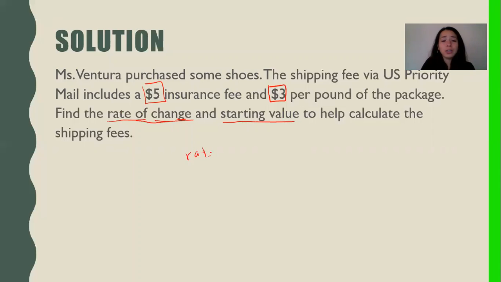So my rate of change, or my slope, is $3. And my starting value, or my y-intercept in this case, is $5.